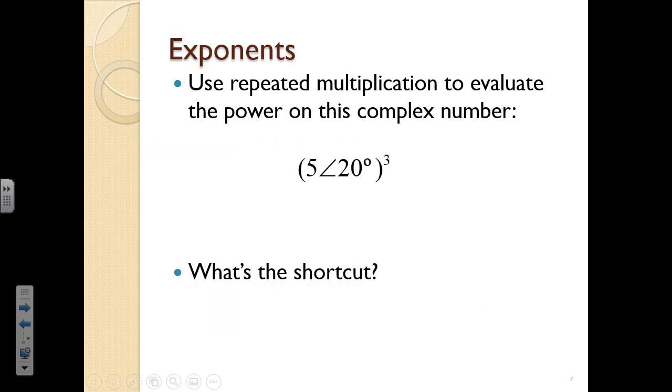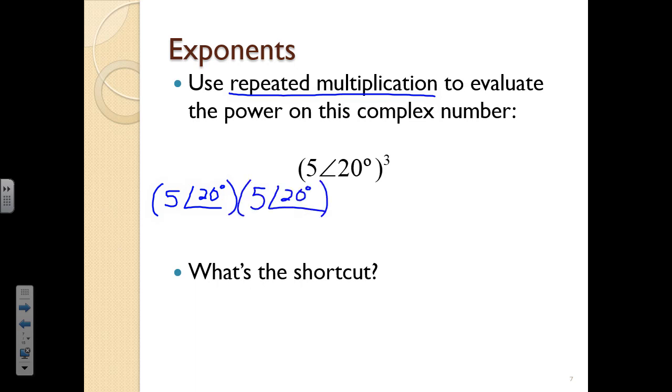Okay, what about exponents of numbers that are in polar form? Let's take 5 at 20 degrees and raise this to the third power. Now, we don't have to start from scratch here. We can treat an exponent as repeated multiplication. So we could say that 5 at 20 degrees to the third power is the same as 5 at 20 degrees times 5 at 20 degrees times 5 at 20 degrees, and let's see what we get. And we'll spot a shortcut.